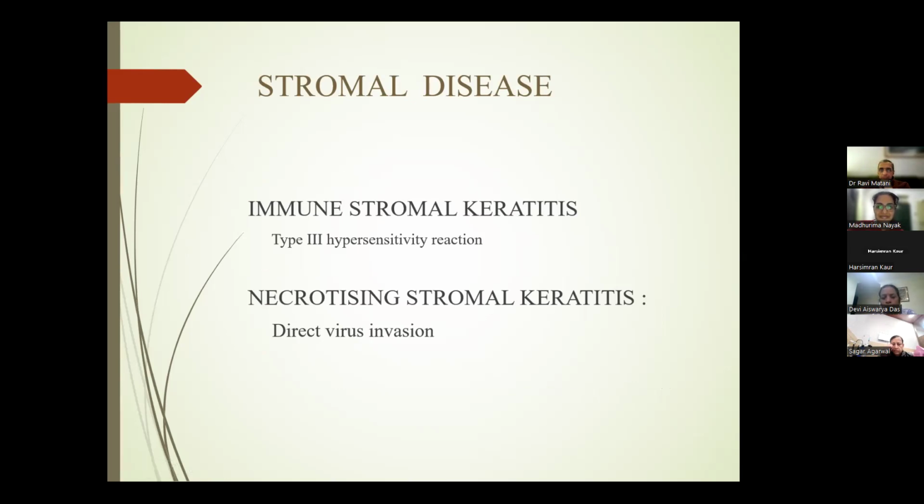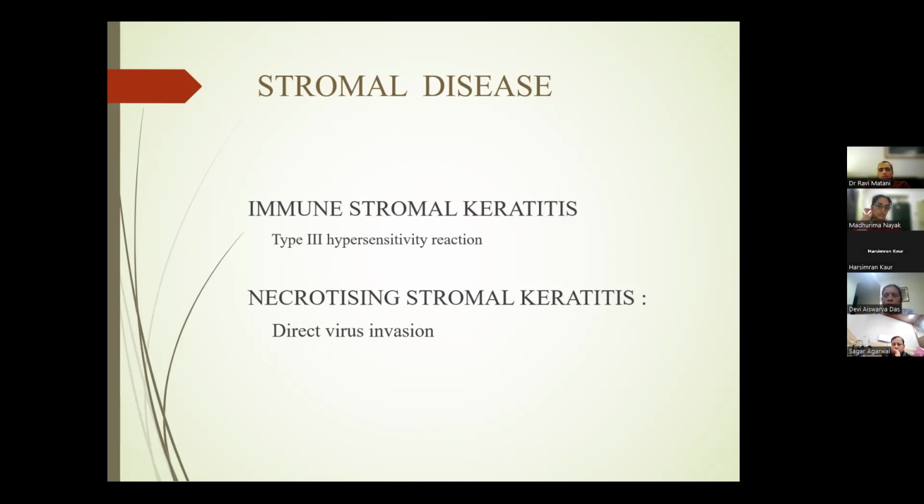Now we come to the stromal disease. Here there are two kinds of manifestations: one is the immune stromal and one is the necrotizing stromal. The immune stromal is a type 3 hypersensitivity reaction, and necrotizing stromal also has a component of direct virus invasion. We must understand the principle: wherever we have direct virus invasion, we must give topical ganciclovir or acyclovir. In the other, you need not give; you may just go ahead with topical steroids.